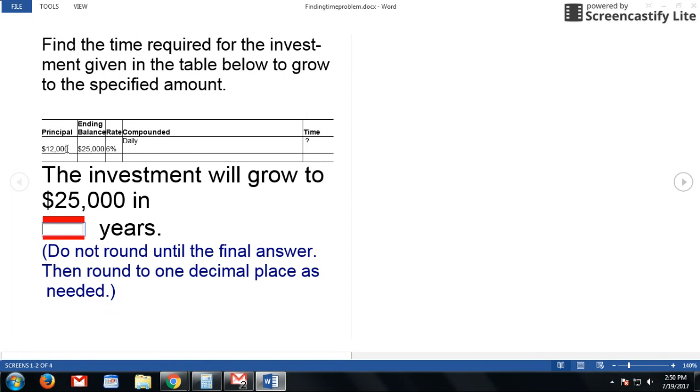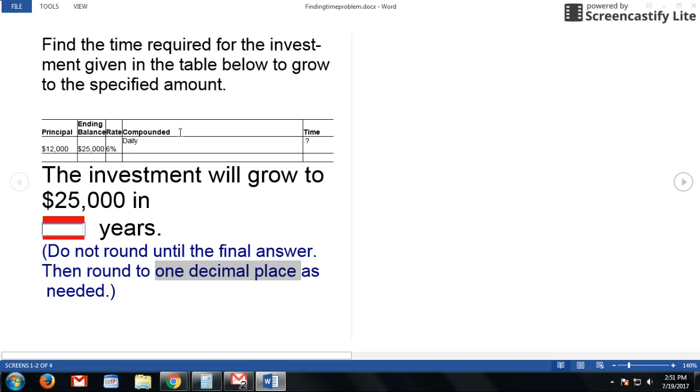We're starting with a principal of $12,000. We want to end up with $25,000. We're getting 6% interest and it is compounded daily, and we're looking for the time. We want the time in years for it to end up being $25,000. Notice that we're told not to round until the final answer. And when we do round, we'll round to one decimal place.